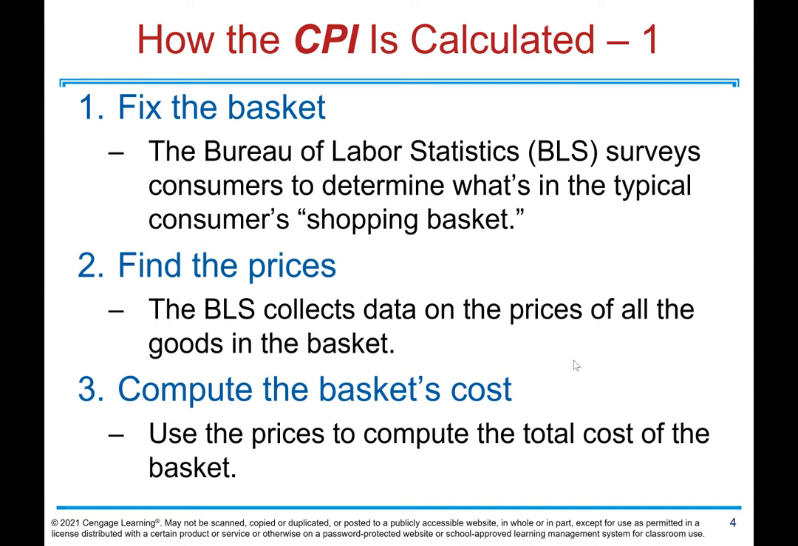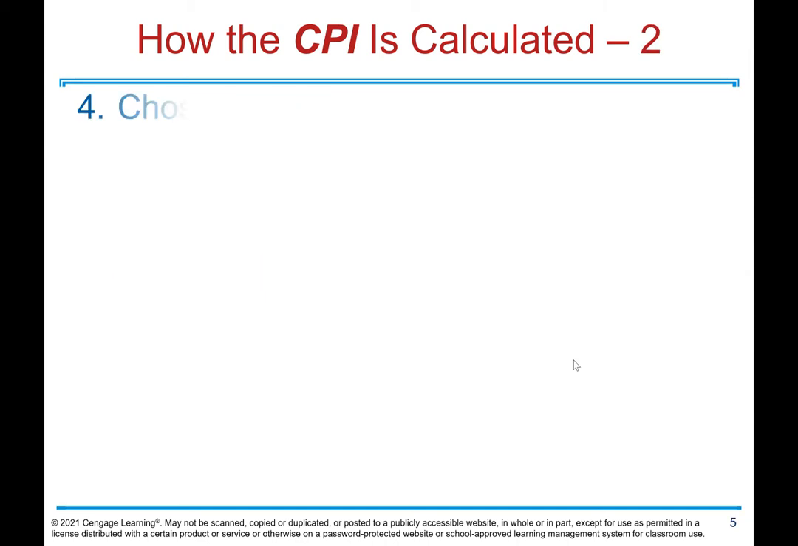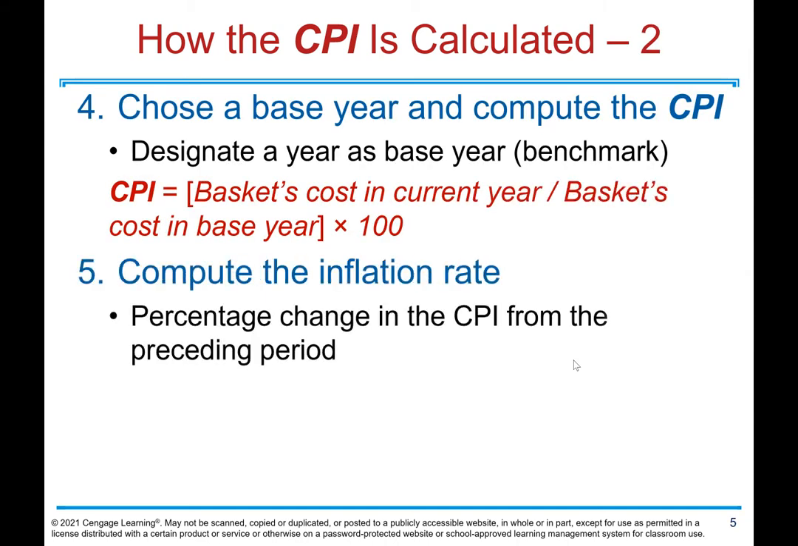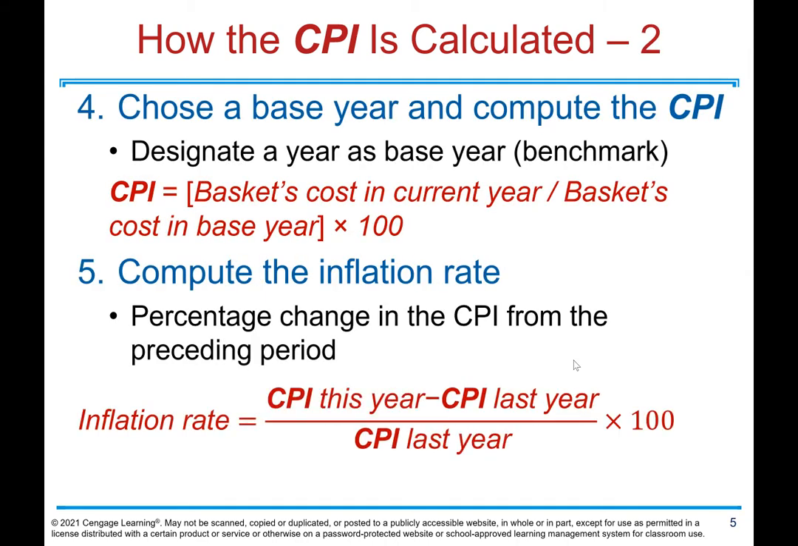Number 3, compute the basket's cost. Use the prices to compute the total cost of the basket. Step 4, choose a base year and compute the CPI. Designate a year as a base year, some kind of benchmark. So CPI is the basket's cost in current year divided by basket's cost in base year times 100. That is the formula for calculating CPI.